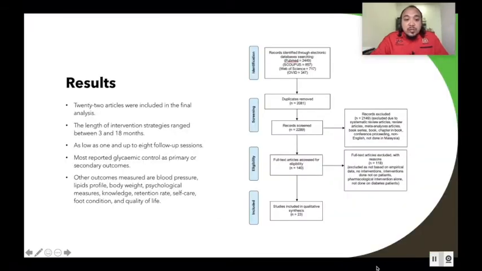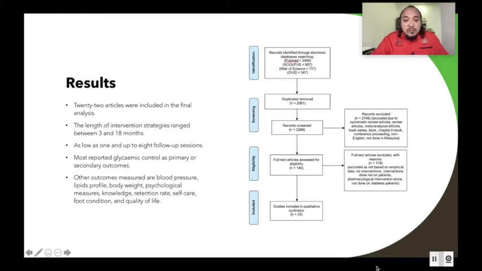Of these, 22 articles fulfilled the inclusion and exclusion criteria and were included in the final analysis following the PRISMA guideline. The length of intervention strategies reported in the studies ranged between 3 and 18 months. The interventions included as few as 1 and up to 8 follow-up sessions. The interventions could be delivered by pharmacists, physicians, nurses, psychological therapists, or a multidisciplinary team.